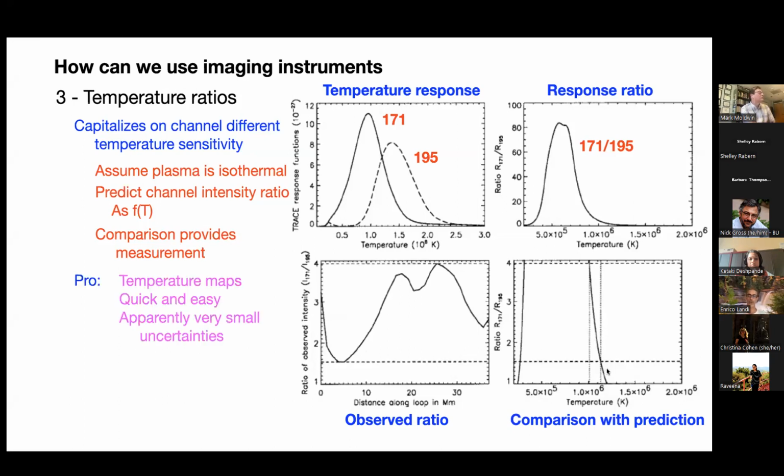Now, with these, you can do image ratios. You can really create temperature maps, and they're very easy and quick to do. And there are apparently very small uncertainties, even if I have a wild fluctuation in the measurement.